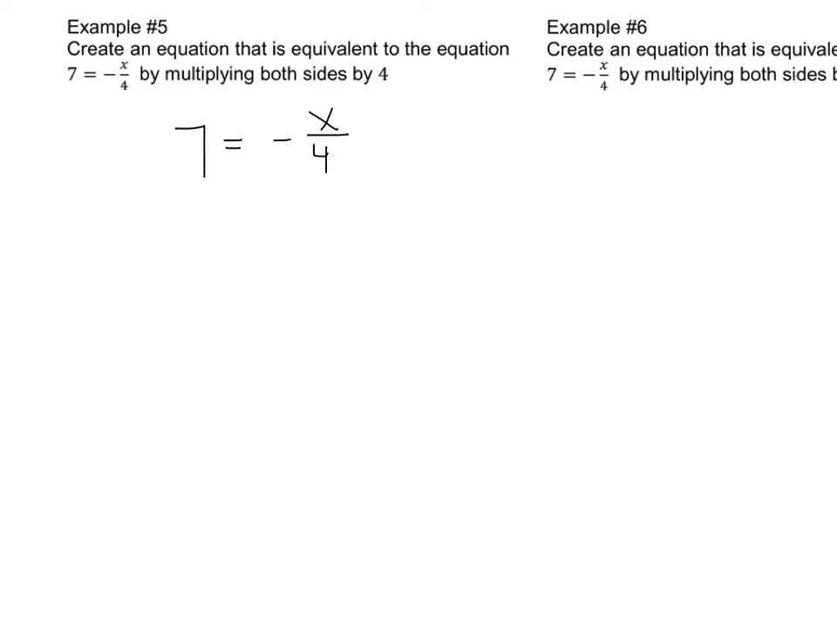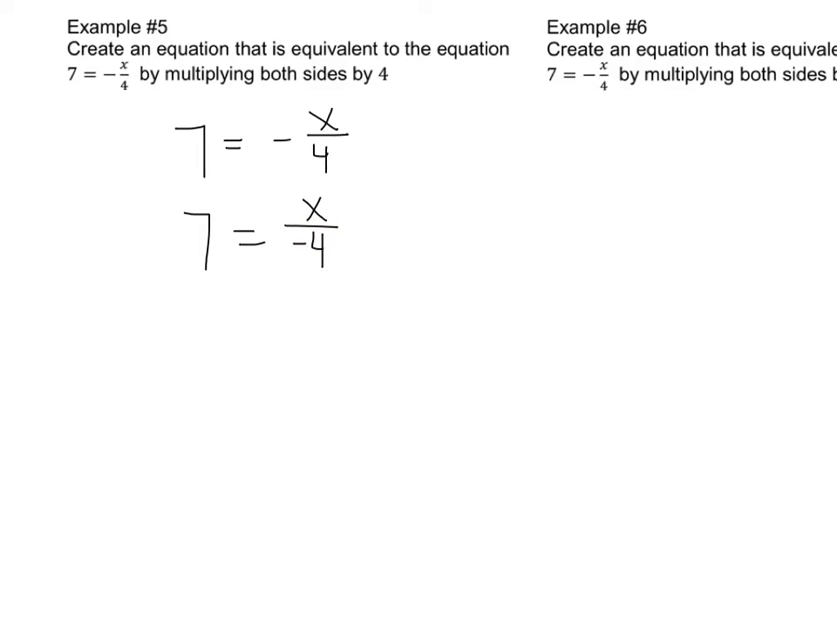Before we do that, let me remind you that another way to write this problem would be like this. 7 is equal to x over negative 4. Right? So these two statements are the same. Just wanted to remind you that x divided by negative 4, a positive divided by a negative, is a negative. These two things are the same. And actually, putting it in this format is going to make it easier for us to do this problem.